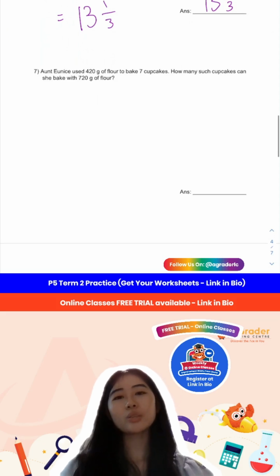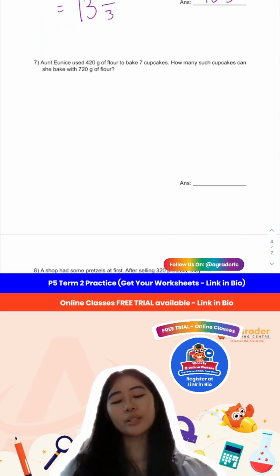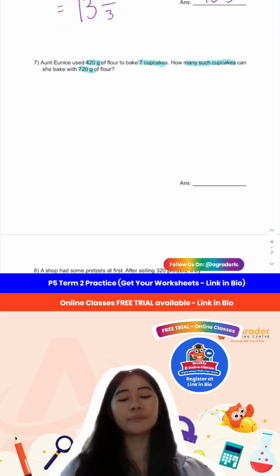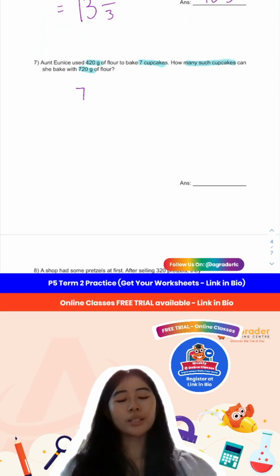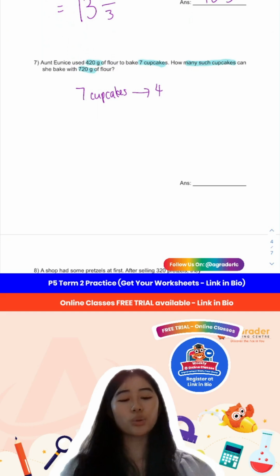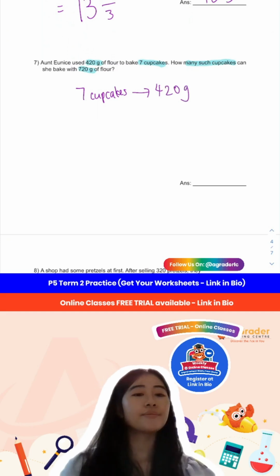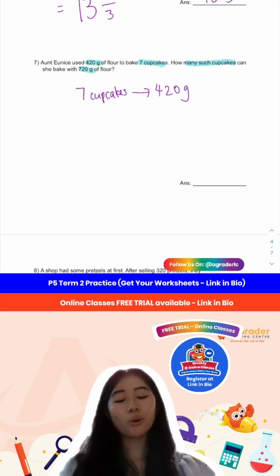Okay, so I'm going to read this question. Aunt Eunice used 420 grams of flour to bake 7 cupcakes. So how many such cupcakes can she bake with 720 grams of flour? So you know that for 7 cupcakes, she used 420 grams. So you can find out for 1 cupcake first by dividing by 7.